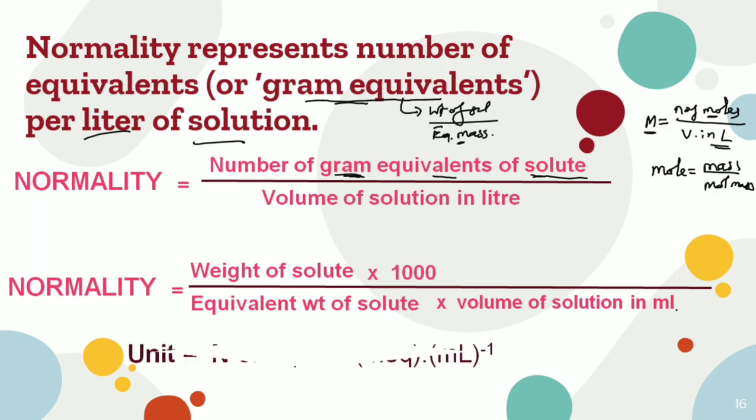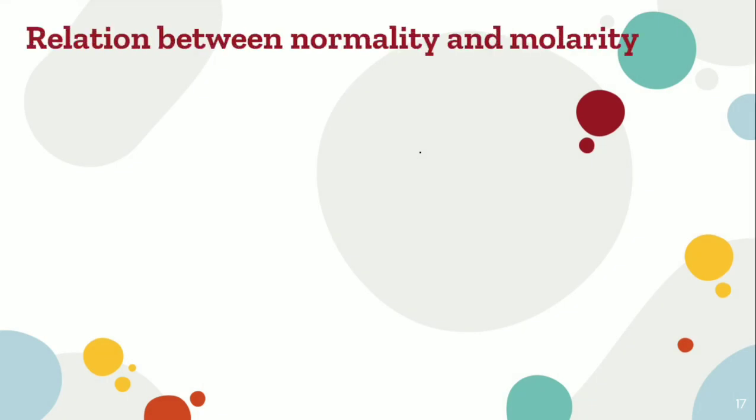Now unit of the normality is what? You can write it as capital N, like this capital M, or equivalent per liter or milli equivalent per ml. Here we call it milli equivalent because milliliter goes with milli equivalent, liter goes with equivalent. That is the only difference. Now, what is the relationship between normality and molarity then?